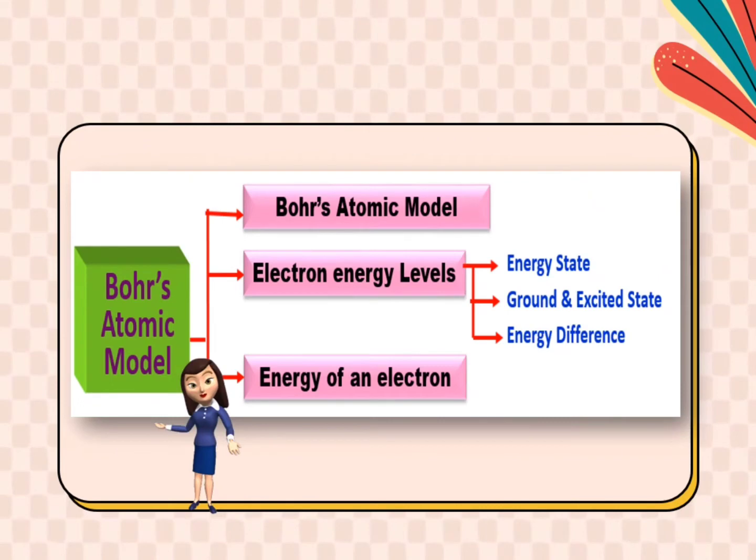Alright guys, so in this part, we are going to look at the Bohr atomic model, and then we are going to learn about electron energy level, whether at energy state, ground state, excited state, and we are going to calculate the energy difference when the electron makes a transition.